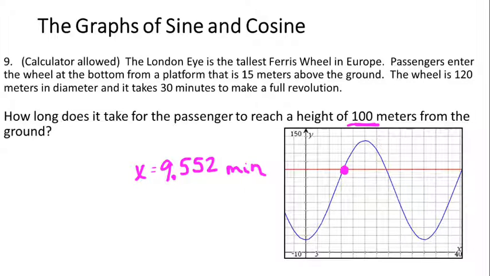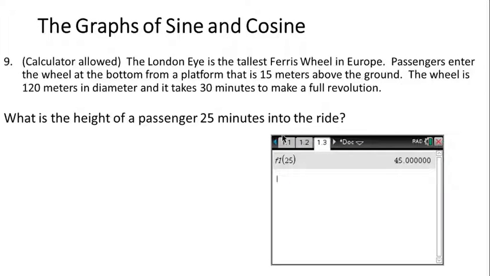Now the next question asks us to determine what is the height of the passenger 25 minutes into the ride. So this time we're given an x value, a time, and we just want to substitute that into the function. You can do this on your calculator page, and since we have that graph typed into F1, we can just type F1 of 25, and that'll give us the result of 45, and that means that after 25 minutes, the height of the passenger on the Ferris wheel is 45 feet.